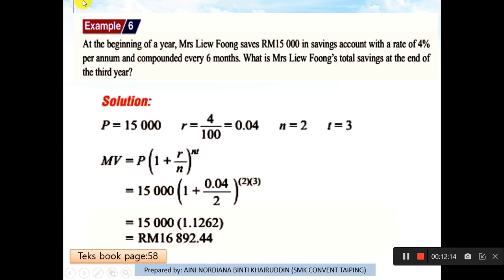So the formula of compound interest is MV equals P bracket 1 plus R over N close bracket to the power of NT. The P is 15,000, bracket 1 plus 0.04 over 2. 0.04 is the rate. And here is 2 because compounded every 6 months. So 6 months is 1, another 6 months is 1. The total is 2. So we put 2 here. Close bracket to the power of 2. 2 is N and 3 is years.